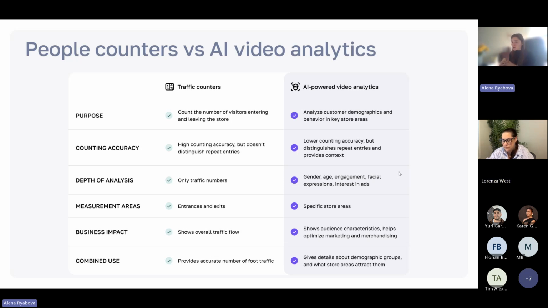With a video analytics solution, you just have more data. If you have traffic counters at entrances and exits, perfect. Let's just add something more.